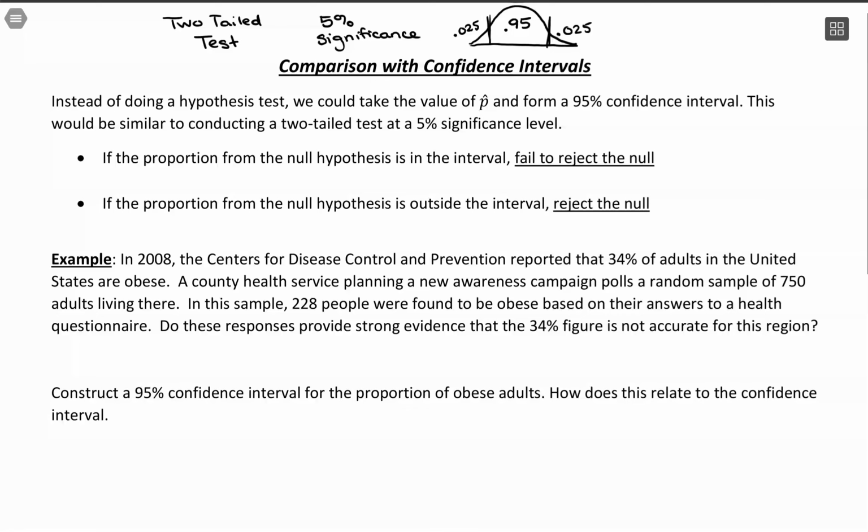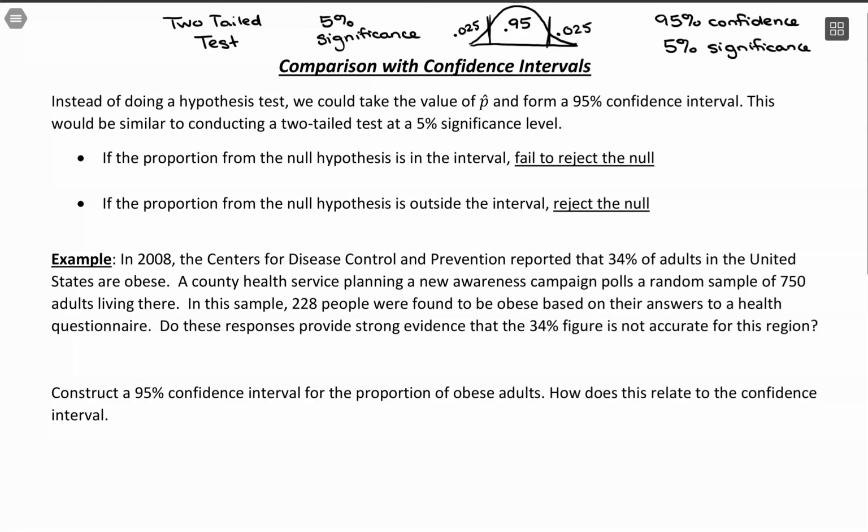This picture should look familiar from our work with confidence intervals, in that this was the setup for our 95% confidence. With these two-tailed tests, the significance level and confidence level should always add up to 100%. So if we're doing a test with 5% significance with a two-tailed test, that would link to 95% confidence intervals. There's this connection between confidence intervals and hypothesis tests, to the point where we can use a confidence interval to make our conclusion for a two-tailed hypothesis test.